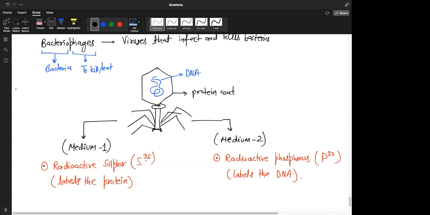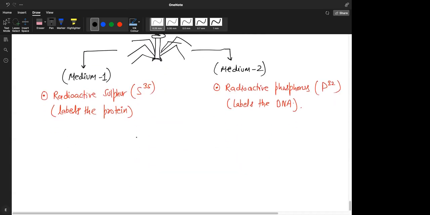Is it clear? Shall I move forward? Yes, sir. Can you repeat the last part? Radioactive phosphorus medium will give rise to radioactive? Will give rise to viruses having radioactive DNA. Okay.